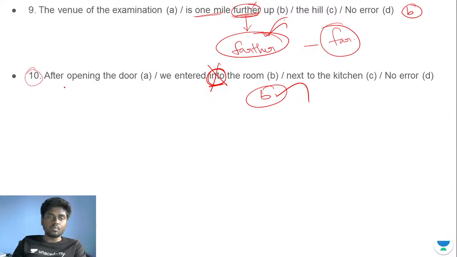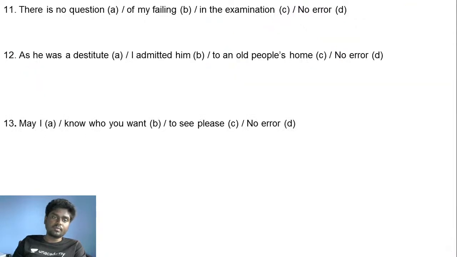So it should be like what? After opening the door, we entered the room next to the kitchen. That's it. So the error is with part B for the 10th one. Okay, clear guys? We'll go for the next one. Come on quickly. What will be the error for the 11th question?